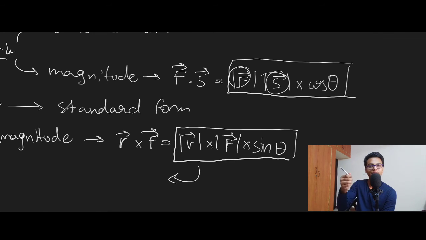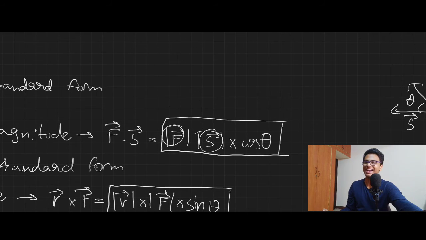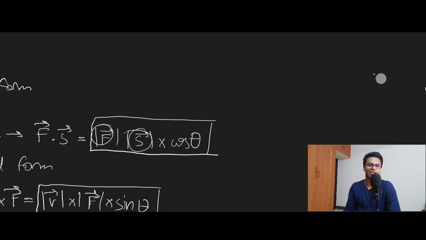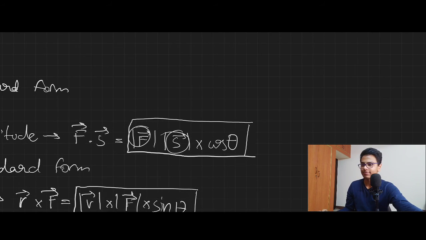Now let's go ahead and see how we do dot product in standard form. It's very, very simple. It's going to take a few seconds. I know I keep saying few seconds and I take long, just give me some time. So now let's say standard form. We remember what it is: A i cap plus B j cap plus C k cap.